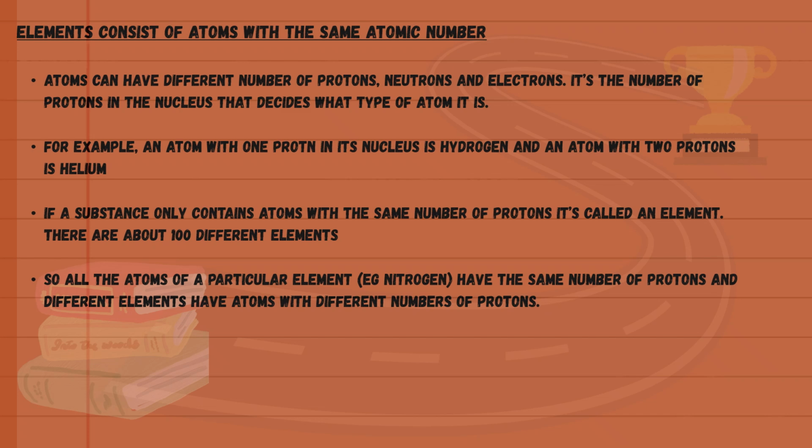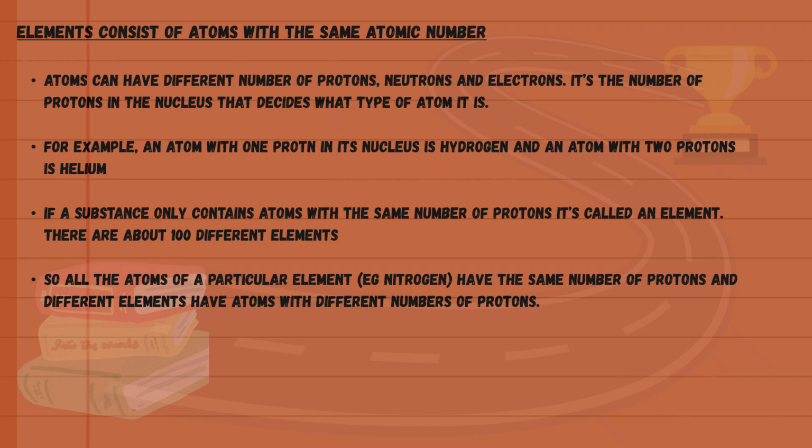Elements consist of atoms with the same atomic number. Atoms can have different numbers of protons, neutrons and electrons. It's the number of protons in the nucleus that decides what type of atom it is. For example, an atom with one proton in its nucleus is hydrogen and an atom with two protons is helium. If a substance only contains atoms with the same number of protons, it's called an element.